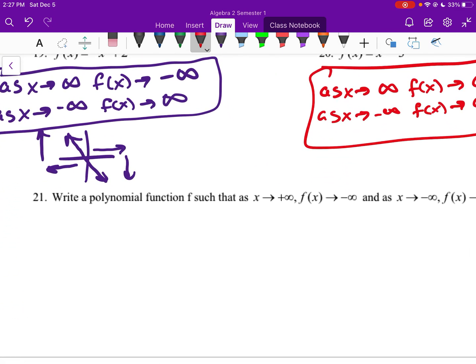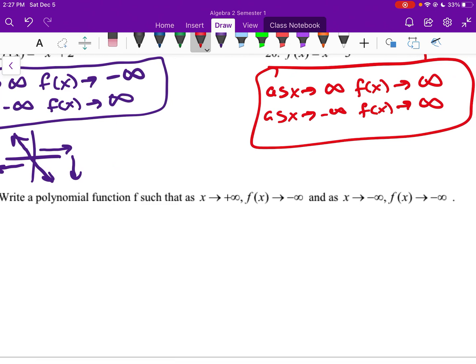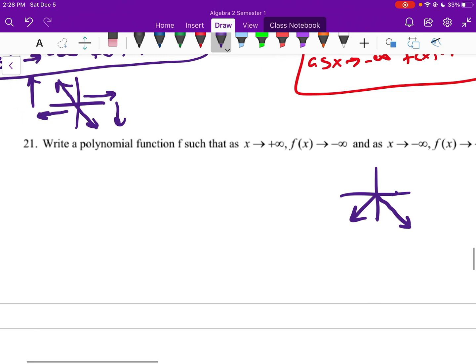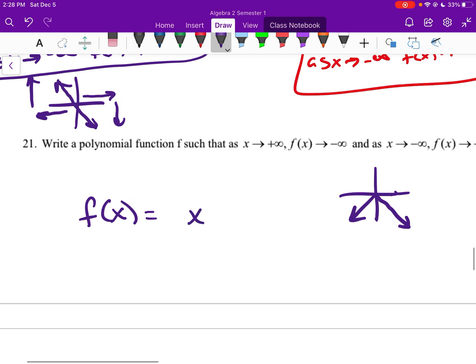Now, write a polynomial function f such that as x approaches infinity, f of x is approaching negative infinity. When I do these, I like to draw out what the end behavior is doing. So as we go right, we're going down. As x approaches negative infinity, f of x is approaching negative infinity, so it's going down again. So we have end behavior that's going in the same direction, which tells us it has to be an even degree. So when I write this function, f of x, x to some even degree: 2, 4, 6, 8, any of those.